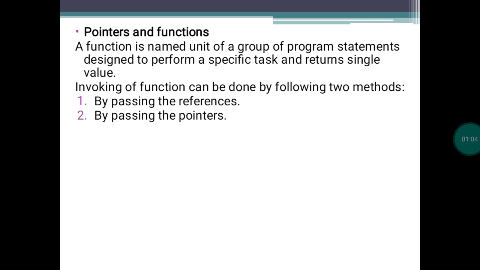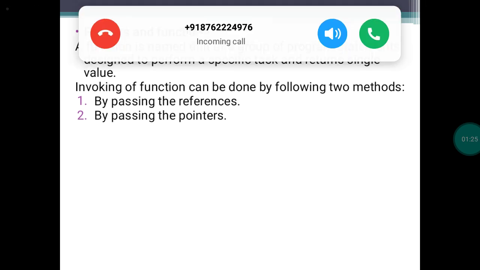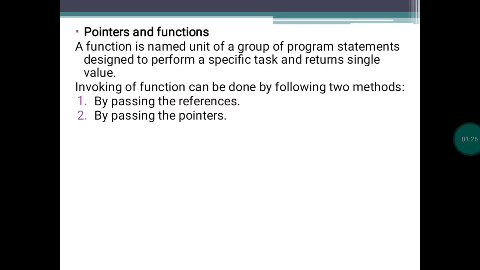A function is a named unit of a group of program statements designed to perform a specific task and return a single value. What do you mean by function? A function is a named unit of a group of program statements designed to perform a specific task. This is one group of statements using which we can perform a specific task and return any single value. That is called a function.